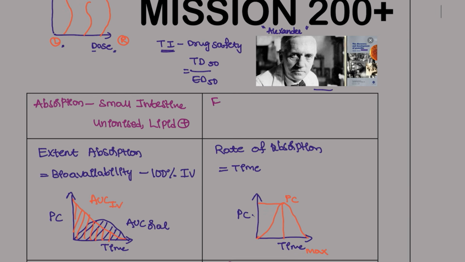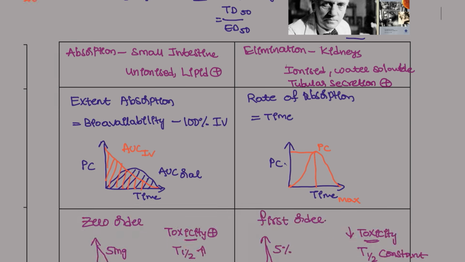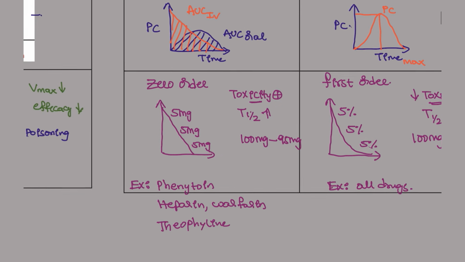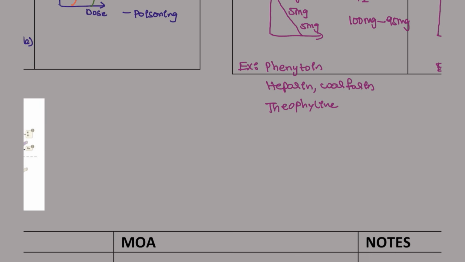Next, coming to elimination, which is the opposite of absorption. Elimination of the drug will be through the kidneys, and these are ionized drugs, highly water soluble. And how are these drugs eliminated? Is it by tubular filtration or secretion? Whatever we are throwing from the body, that is the secretion. So these are also gone from our body with the help of tubular secretion, right? These are the important points that you have to remember, and some of the mechanisms and those drugs will be discussed here only.